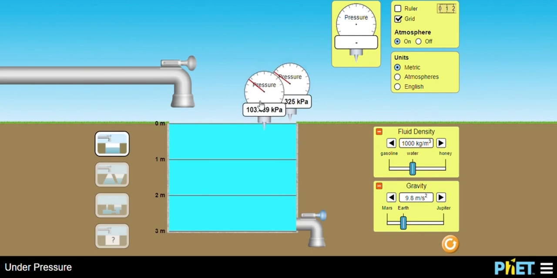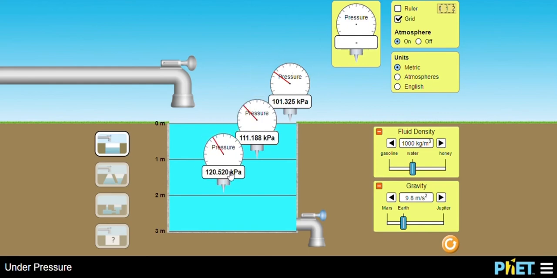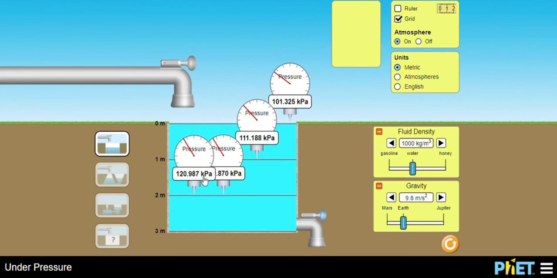At 0 meter level, 1 meter depth, 2 meter depth, and lastly 3 meter depth.